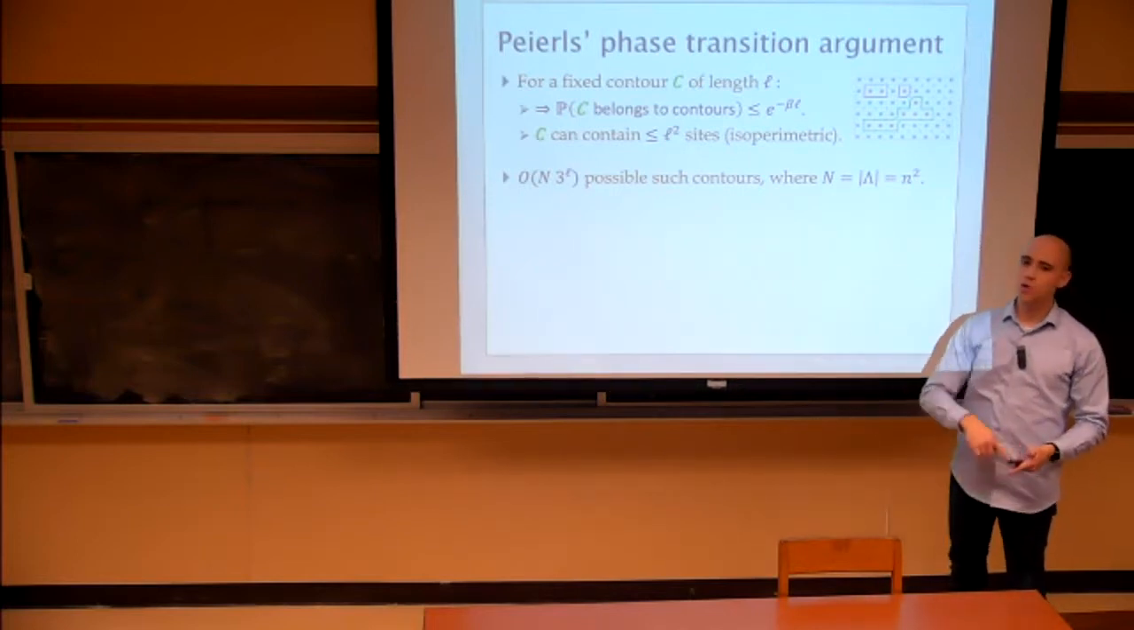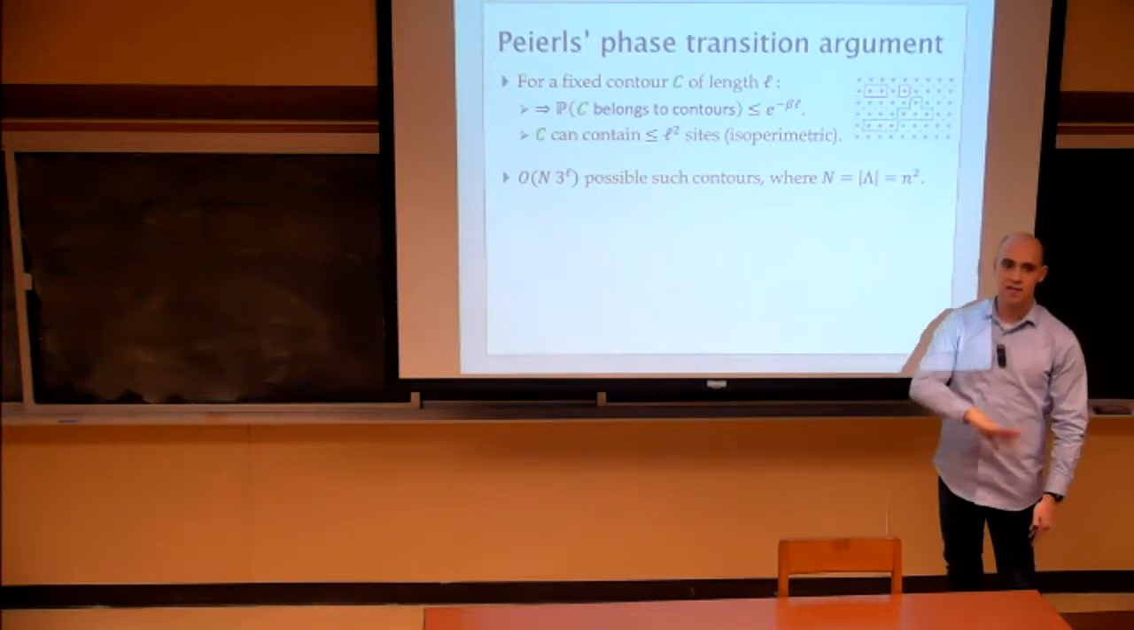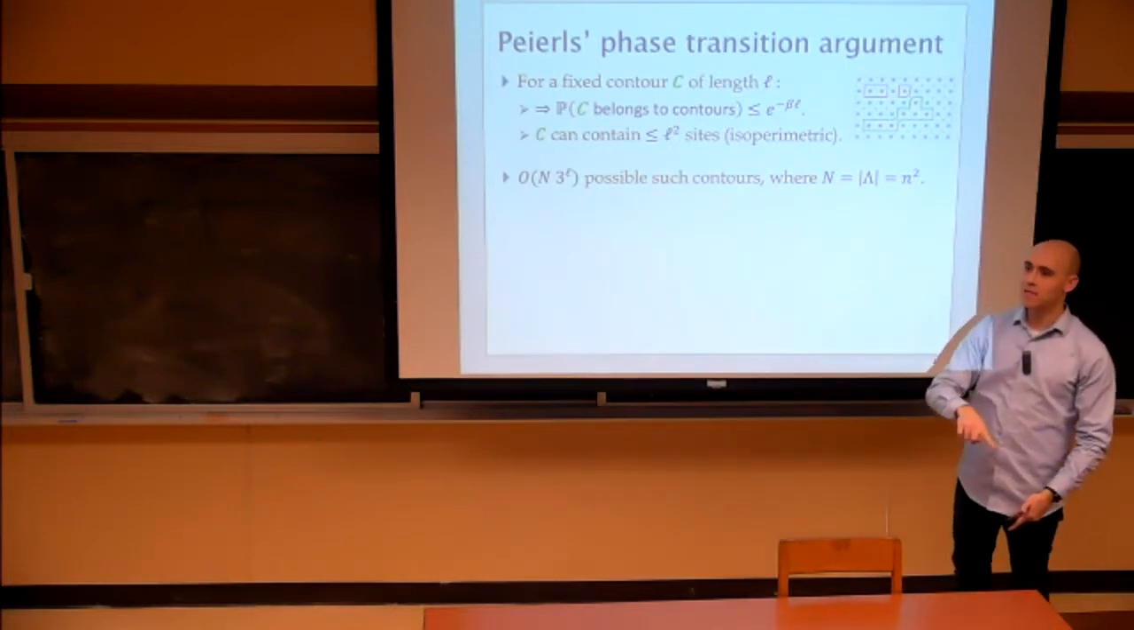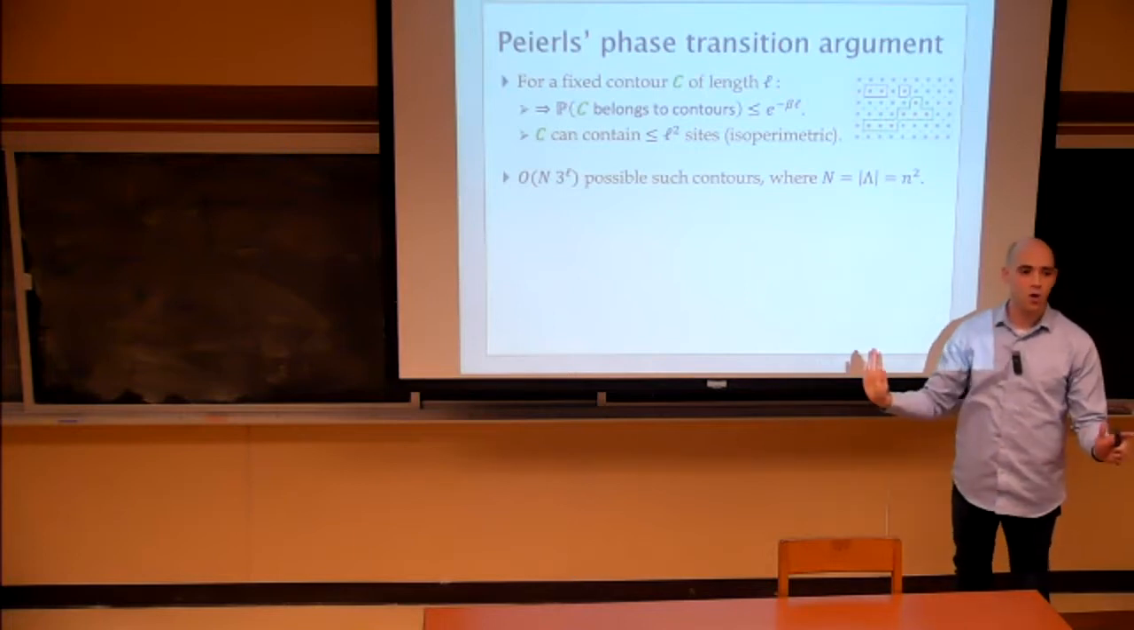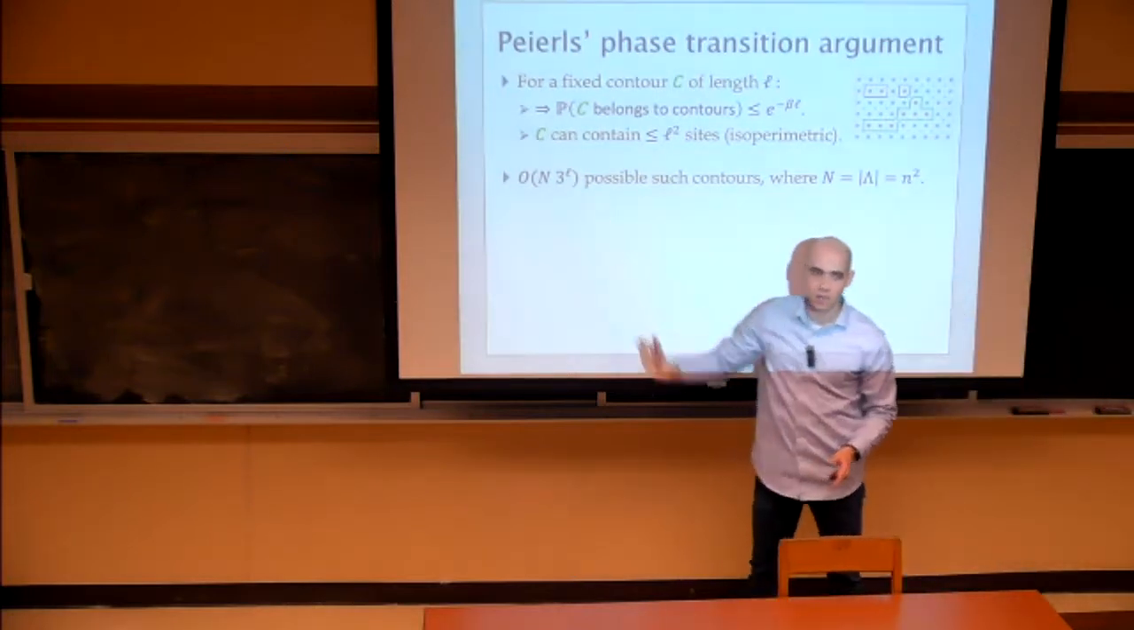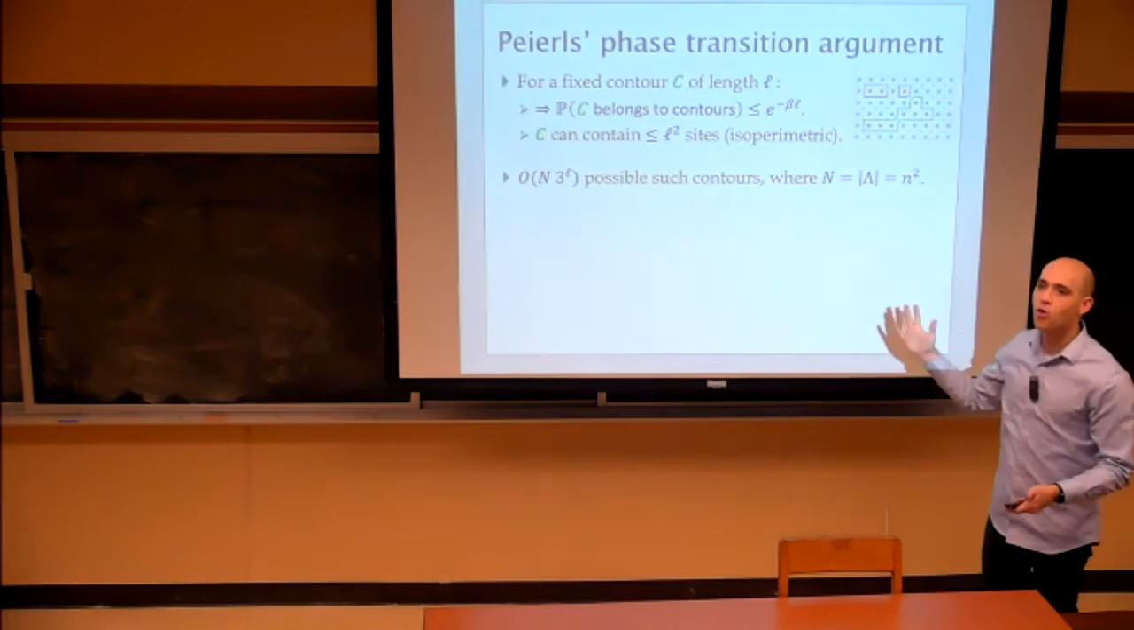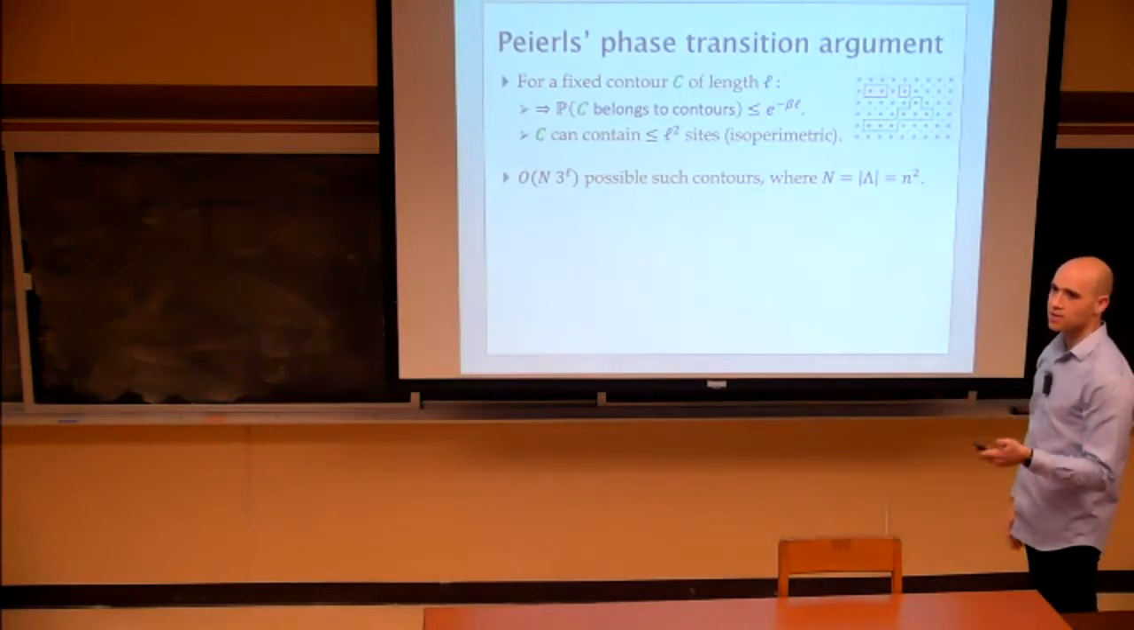I didn't impose that we want to end wherever we started, and there's double counting because of the starting position. Ignore all of that. N times 3 to the L. Okay, n times 4 times 3 to the L minus 1, actually.